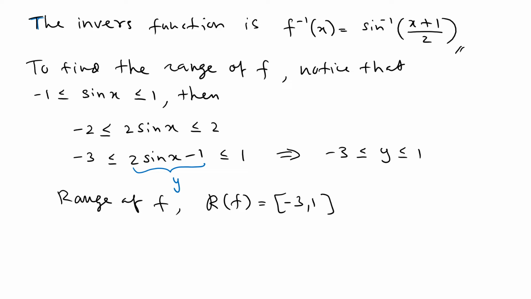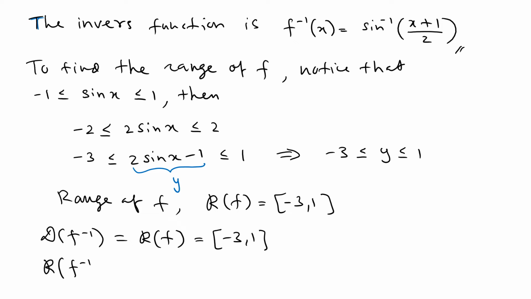And then we can also use some other facts to find the domain and range of the function. For example, the domain of f inverse is exactly equal to the range of f, which is what we just found. So it is -3 to 1, and the range of f inverse is equal to the domain of f. You know that the domain of f is going from -pi/2 to pi/2. That was given.